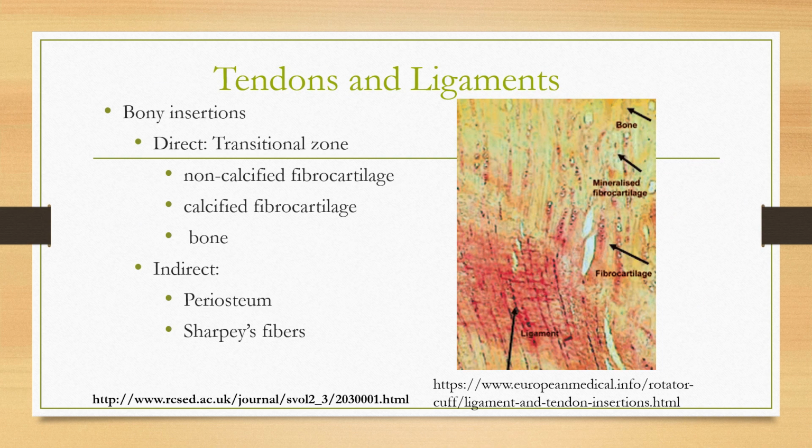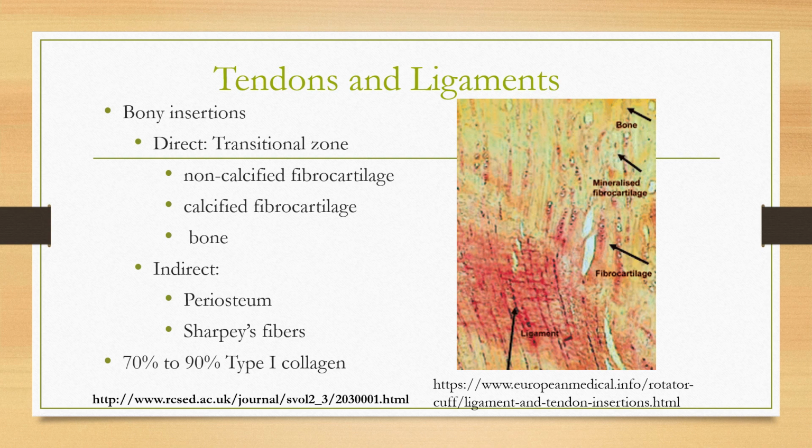Tendons and ligaments both can insert into the bone in two ways, either the direct insertion or the indirect insertion. In the direct insertion, there's transitional zones. The tendon or ligament transforming through the zone into fibrocartilage, and then calcified fibrocartilage, and finally the bone, as you see in the electron micrograph in the photo over here. In the indirect insertion, which is not as strong, the tendon or ligament inserts into the periosteum and also pierces the bone through collagenous fibers called Sharpey's fibers.